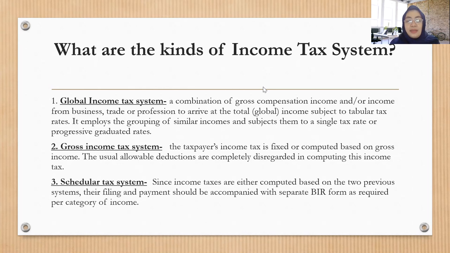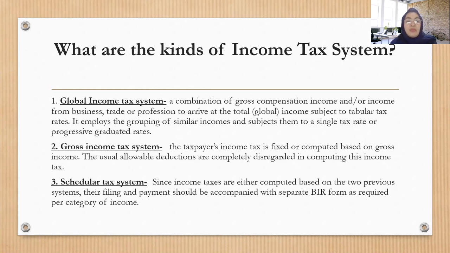Ano naman yung mga different kinds of income tax system? Okay, so ma-appreciate nyo to when you read the entire income tax, and then when you go back to this, you will fully appreciate this, no? So it's good if you watch my lecture after reading the book. By then, you'll have a holistic idea, okay? Global income tax system is a combination of gross compensation income and or income from business, okay, to arrive at a total or global income tax subject to tabular rates, no? So similar incomes earned by a certain taxpayer is subjected to a single tax rate, no? Or a progressive graduated rate.